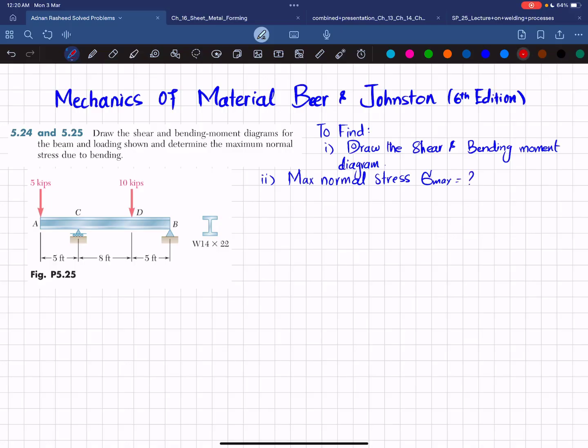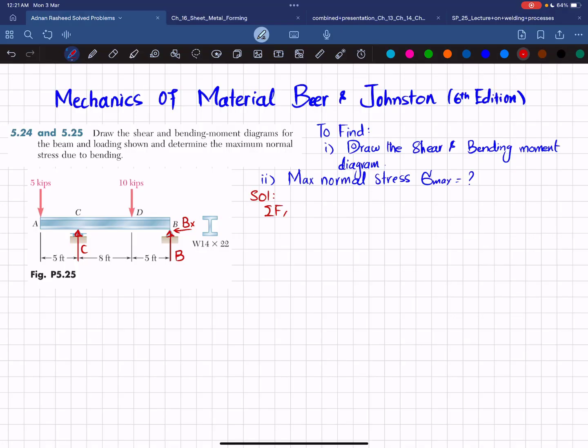So the first step is that if you remove this roller support at point C, you will have a vertical reaction force which will be represented as C, and if you remove this pin support, you will have a vertical reaction force B. There will be a horizontal reaction force Bx as well, but you can see there is no other horizontal force, so Bx will be equal to 0. So we will find C, B and Bx by using equations of equilibrium.